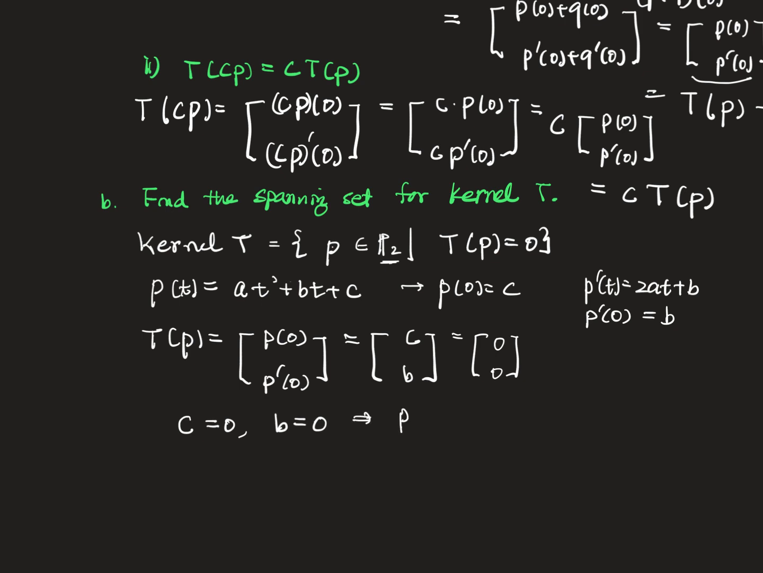Now P of t in the kernel of T means c is 0 and b is 0. What do you have here? a t squared. Everybody make sense? So a polynomial in the kernel of T means a times t squared, where a is any real number. So what are you going to say? The kernel of T is the span of t squared. Any real number times t squared should be in the kernel. That's what they're talking about here.